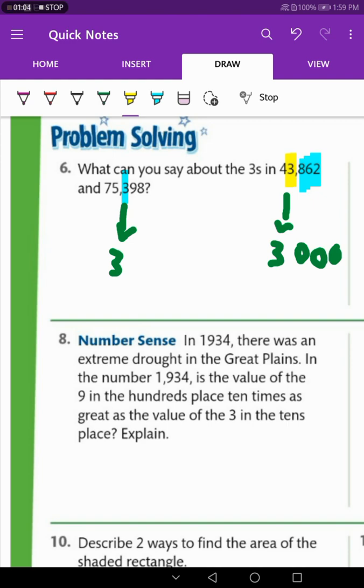Let's go to the second. The same thing. First, I will count how many zeros after the 3. 1, 2. So the value of 3 is 300.